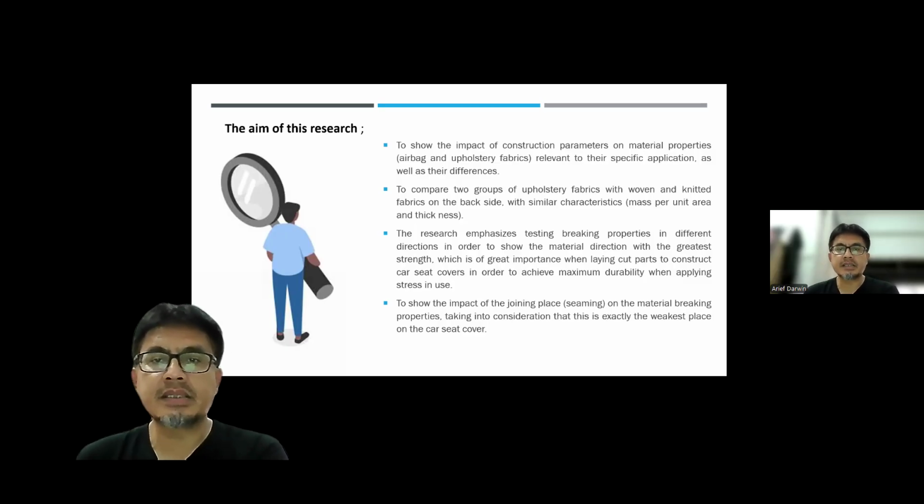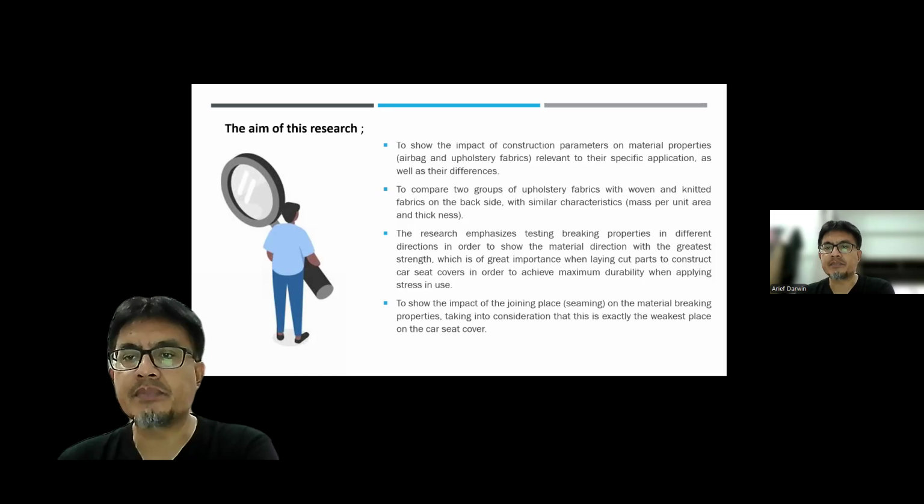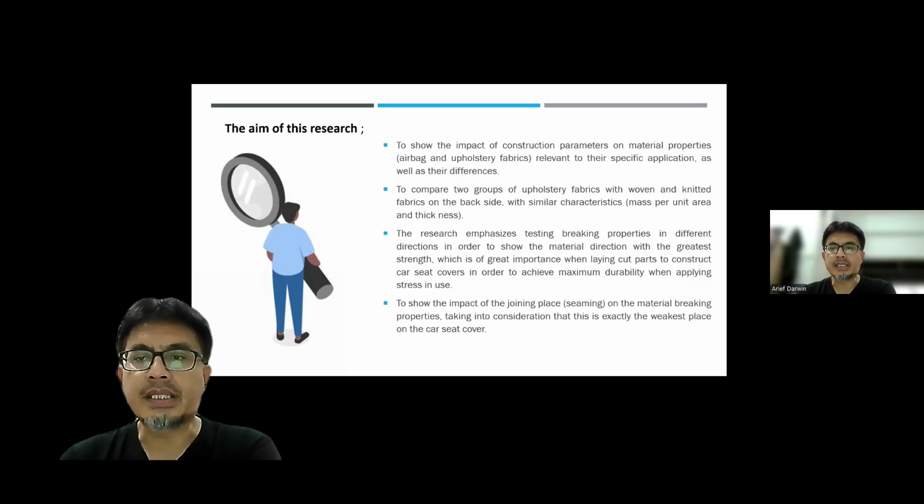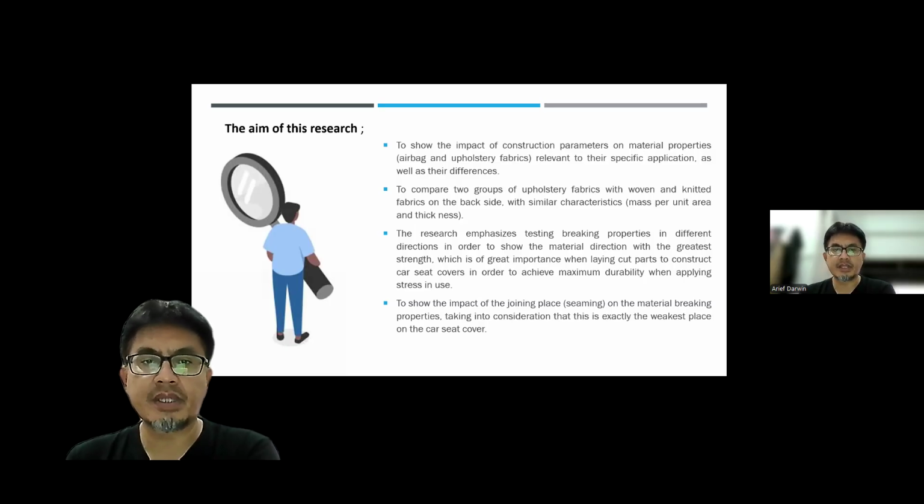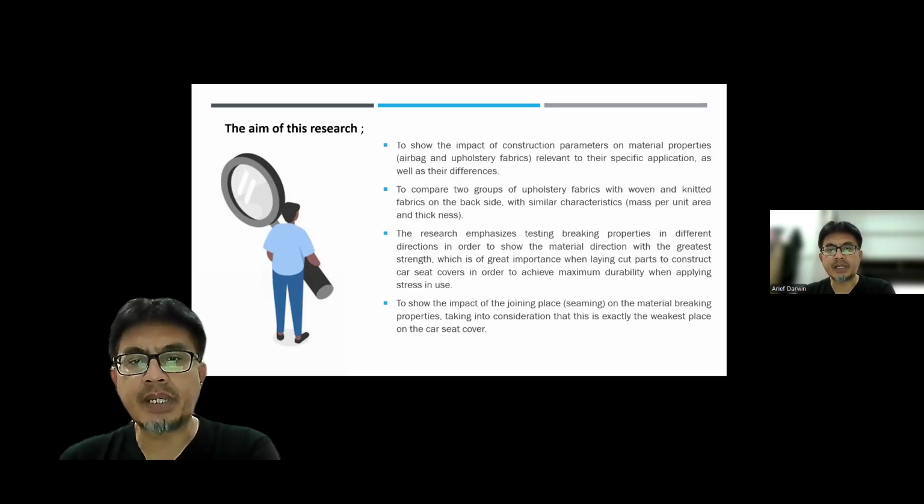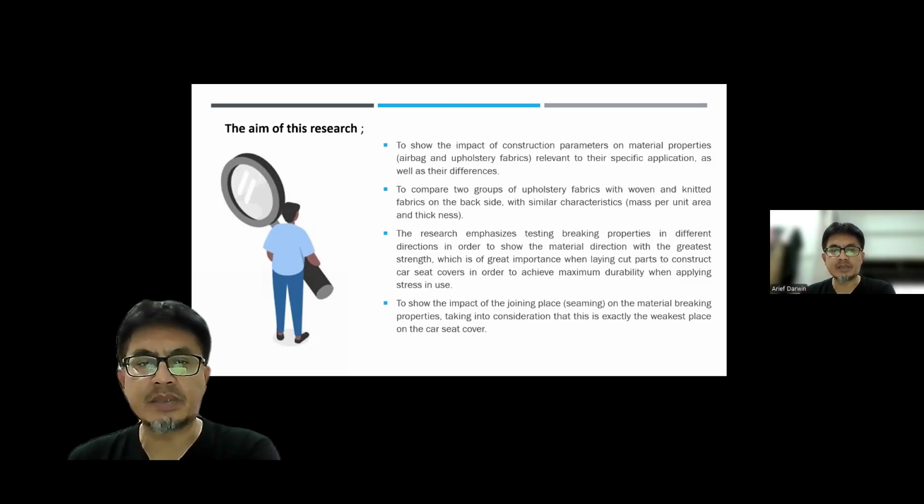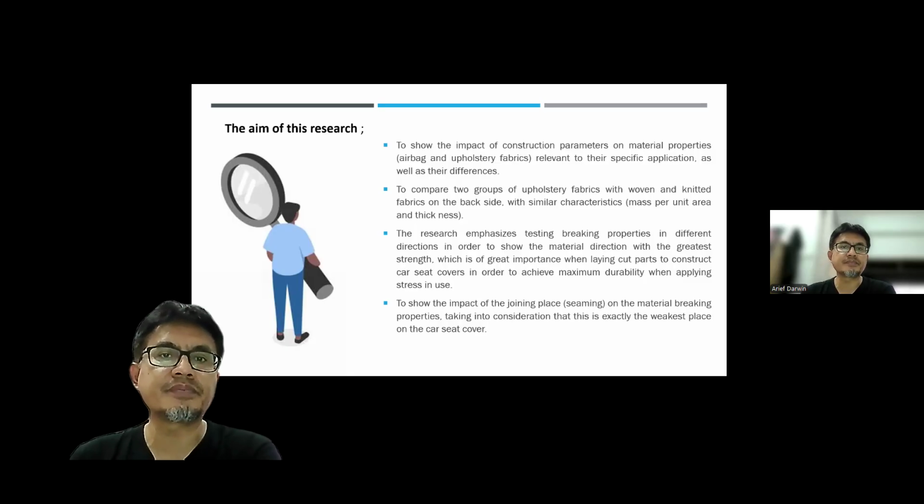And then the third: the research emphasizes testing breaking properties in different directions in order to show the material direction with the greatest strength, which is of great importance when laying cut parts to construct the car seat covers, in order to achieve maximum durability when applying stress in use. And the fourth is to show the impact of the joining place on the seam area on the material breaking properties, taking into consideration that this is exactly the weakest place of the car seat cover.